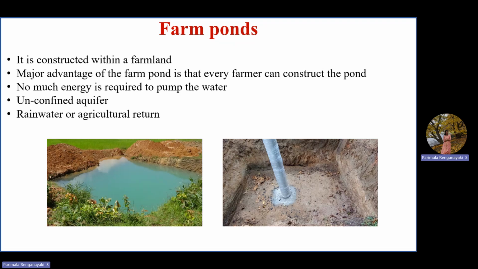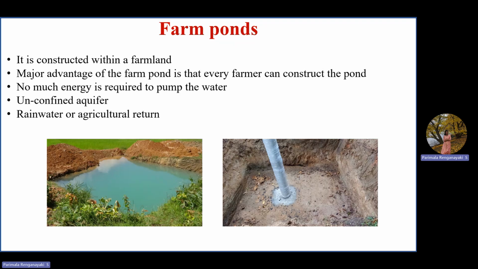Major advantage of the farm pond is that every farmer can construct the pond. Not much energy is required to pump the water. And it is mainly suitable for unconfined aquifer, and irrespective of any geology, we can have it. Even in the hard rock area, if the top portion is weathered, very easily we can construct the farm pond, and it may increase the groundwater quality and farmer can use this water for some time.